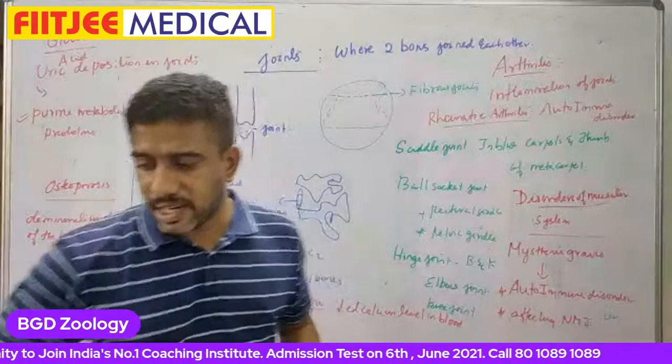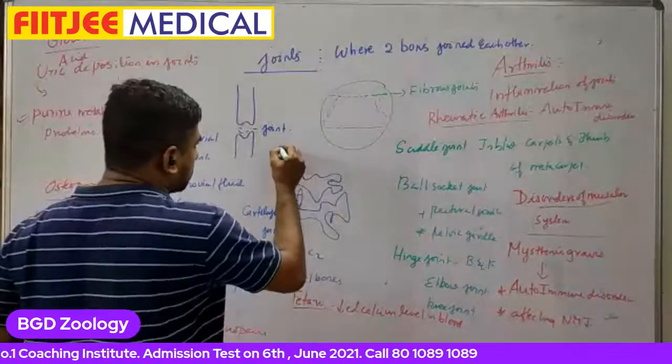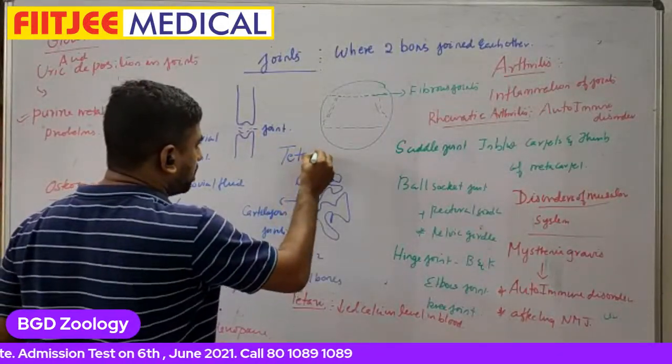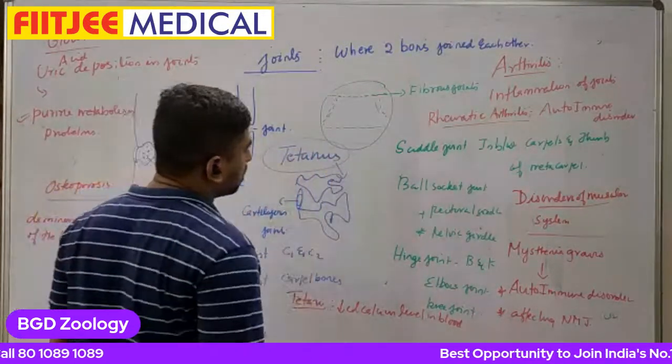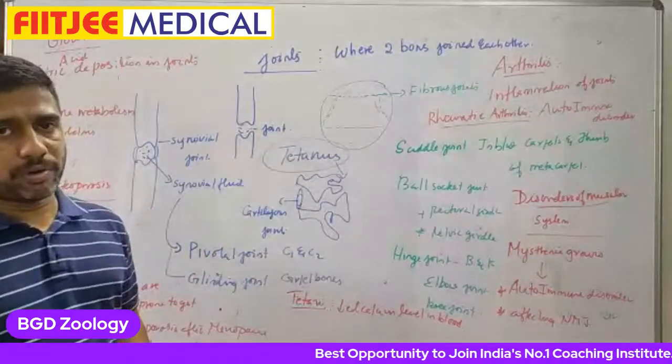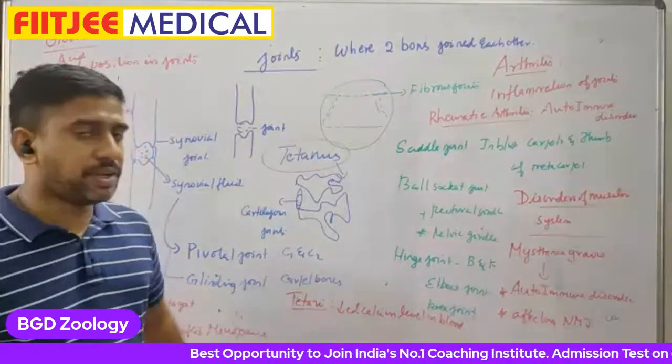Tetanus is a bacterial disease caused by Clostridium tetani. You might have heard about lockjaw syndrome. The jaws cannot be moved, right? So both are very, very different.